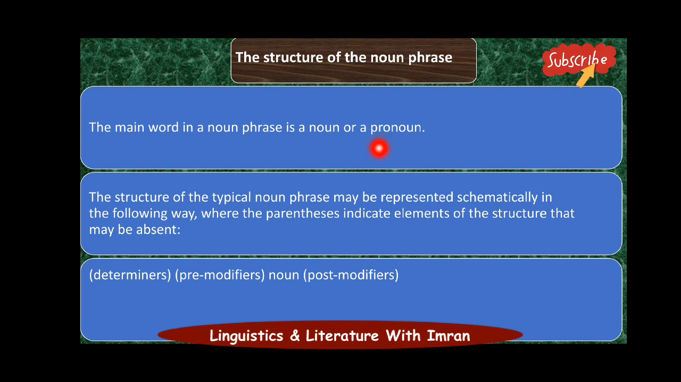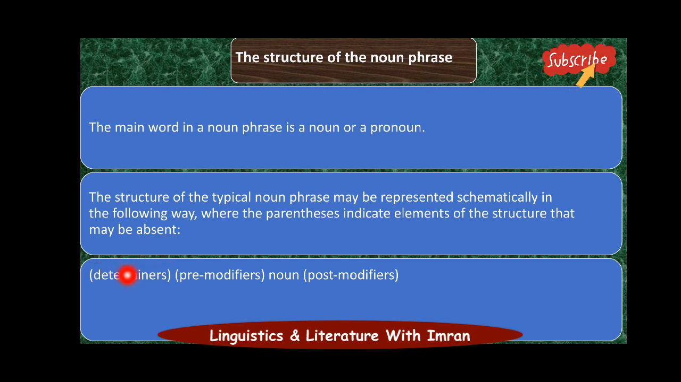So it depends on what the main word in the phrase is. If I say very pleasant, the main word is pleasant. Or if I say many students, the main word is students, not many. So many students is a noun phrase, and just students is also a noun phrase. The structure of the typical noun phrase may be represented schematically in the following way, where the parentheses indicate elements of structure that may be absent.